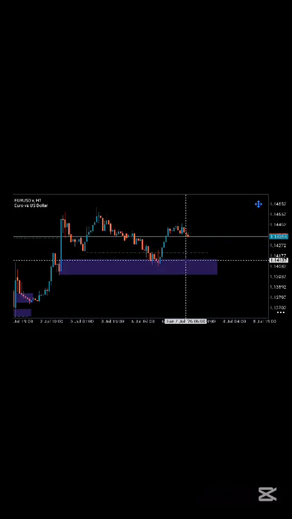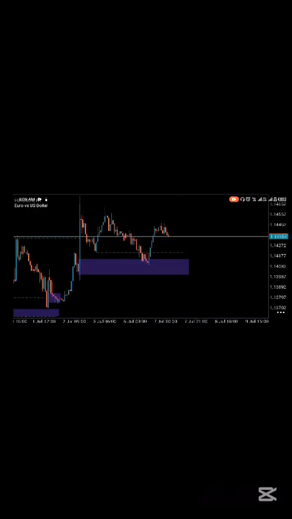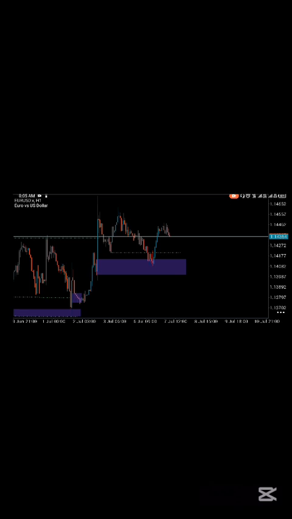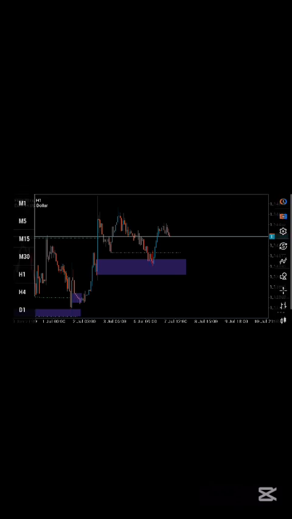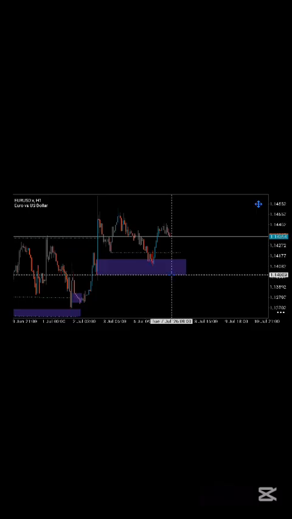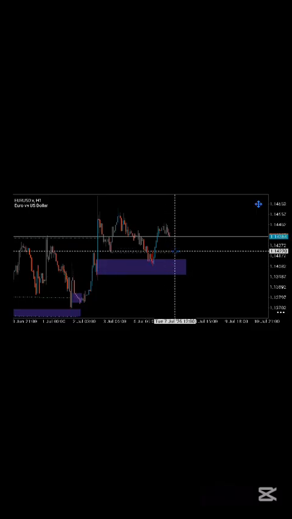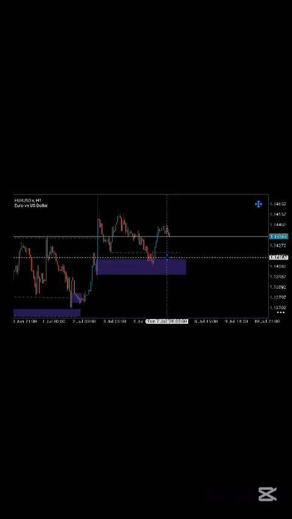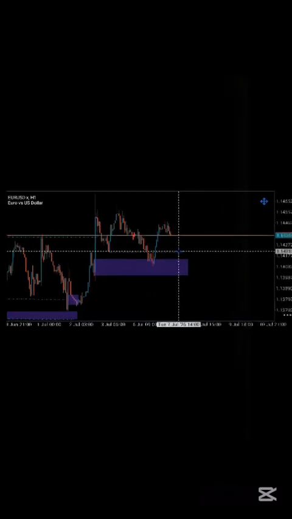If I get any possible setup around this zone, I will let you know, but I'm trying to take some buys. Because I'm anticipating that the market on the DXY to be bearish for the week. So if I get any setup around any type of price action, I will let you know. But for now, let's wait and see what the market will do.